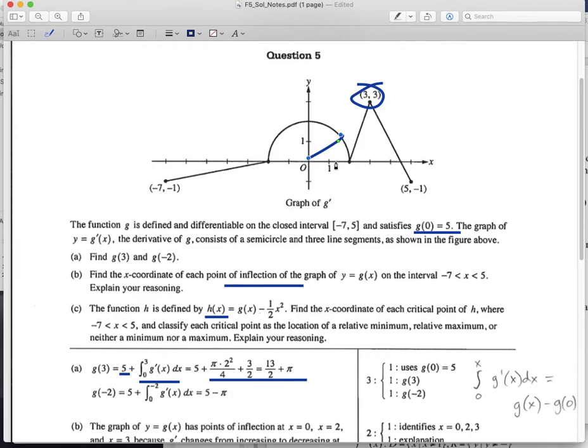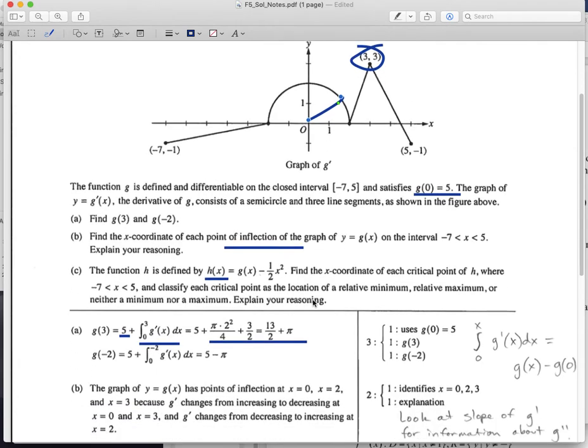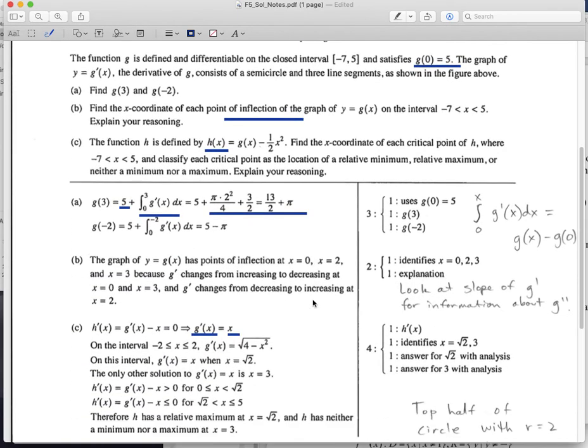This is radius 2. So these are the points root 2, root 2. When x equals root 2, y equals root 2. The other way to do it, the way they did it, is they actually fit that part of the circle with a function. That's the top half of a circle centered at the origin with a radius of 2. And then they said, okay, where is G prime equal to x? They solved that, and so on. Either way, that one's tricky to get.